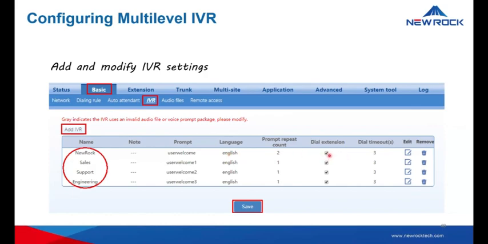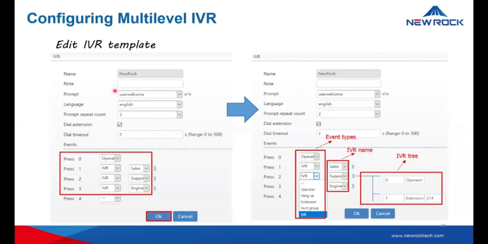Then you can set the dial extension here and do the edition for the template. So you say, for example, welcome to New Rock. I need to use a user prompt of user welcome. So here, welcome to New Rock. Press 1 if you want to go to sales. So I set here, press 1, play IVR, go to sales. Then press 2 if you want to go to support. Then you need to use an IVR here, select, and press 3 if you want to go to engineering.